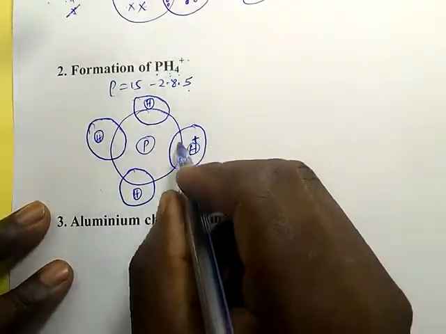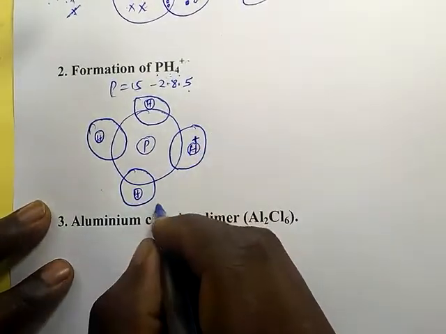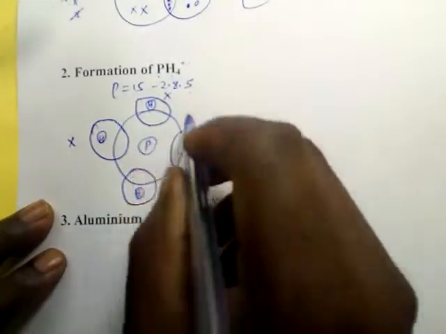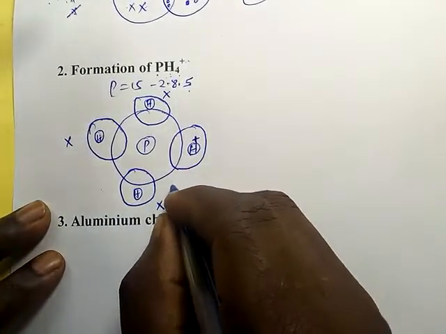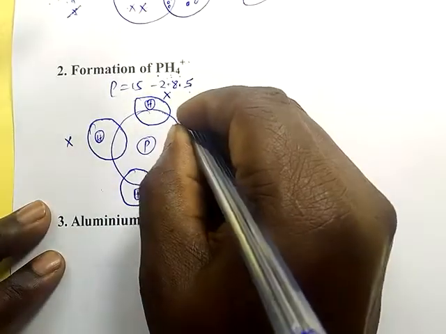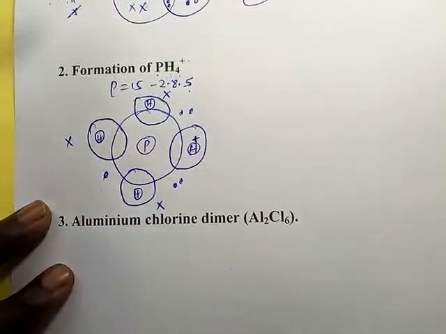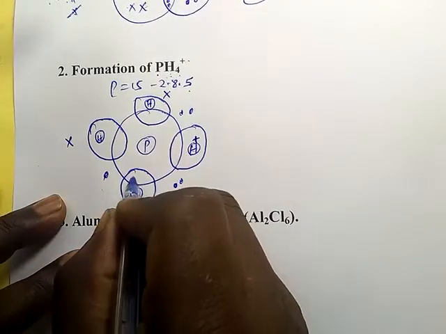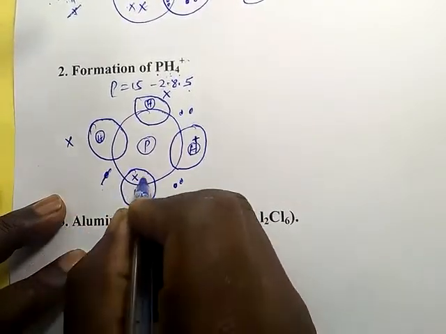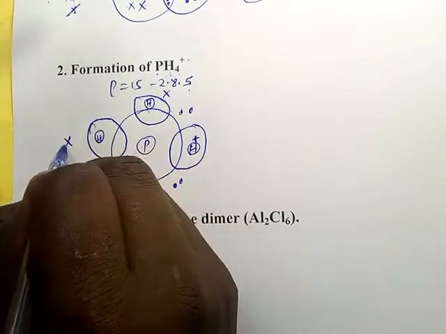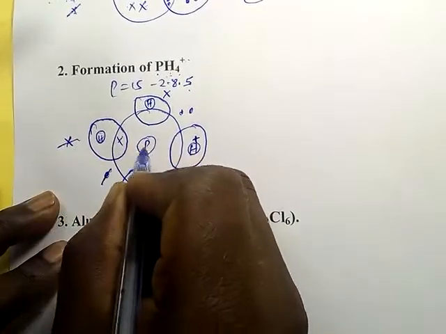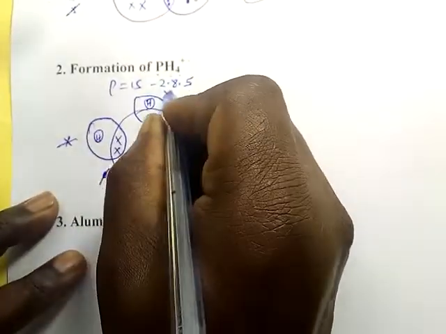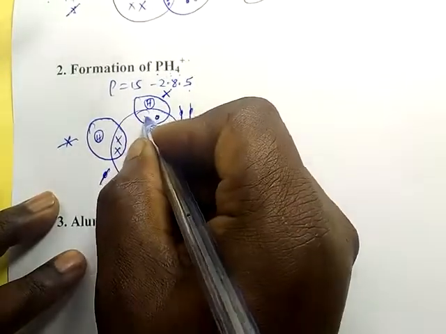So this one does not have any electron, but this one has got 1 electron. This one has got 1 electron. This one has got 1 electron. Phosphorus has how many in the outermost energy level? 5. So phosphorus has 1, 2, 3, 4, 5. Phosphorus and the hydrogens that have electrons start sharing. Hydrogen provides 1, phosphorus provides 1, to be shared. Hydrogen provides 1.